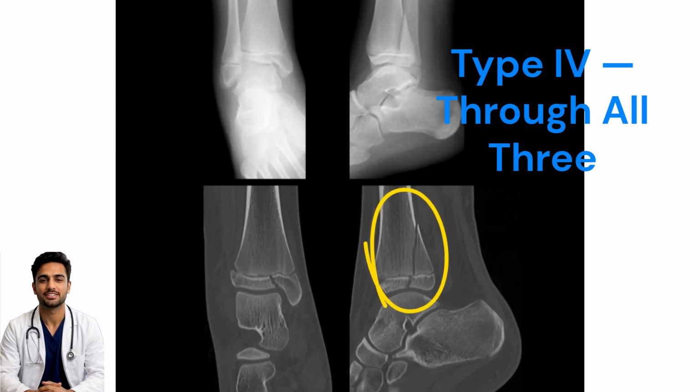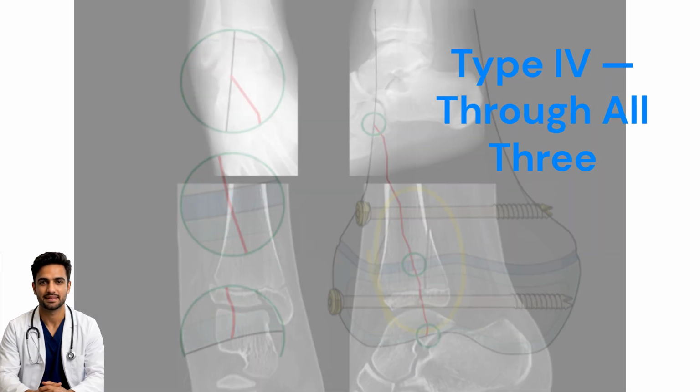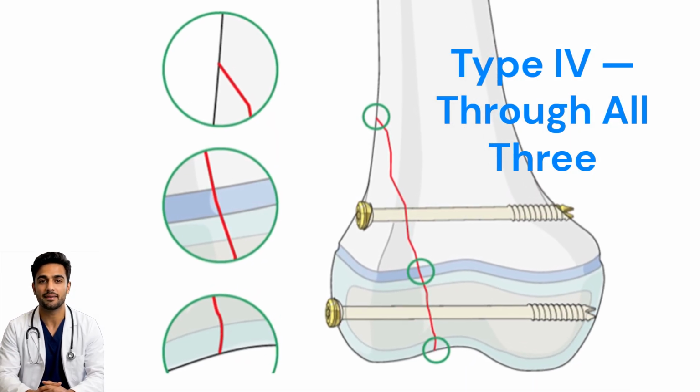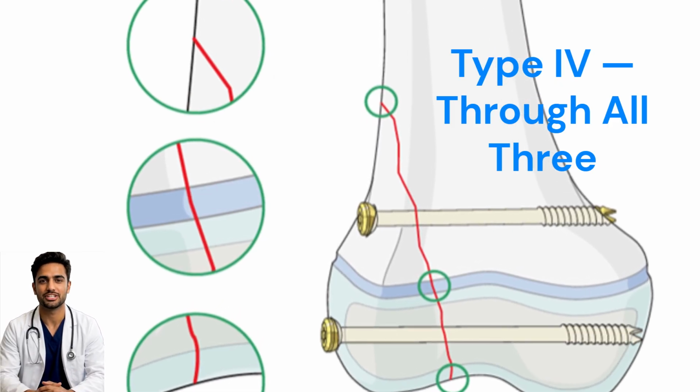involving the joint surface. These injuries disrupt both the articular surface and the growth plate, and therefore precise anatomical reduction, often with surgical fixation, is usually required to minimize the risk of growth disturbance.